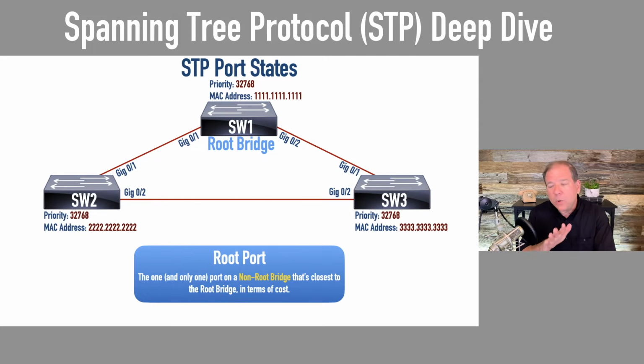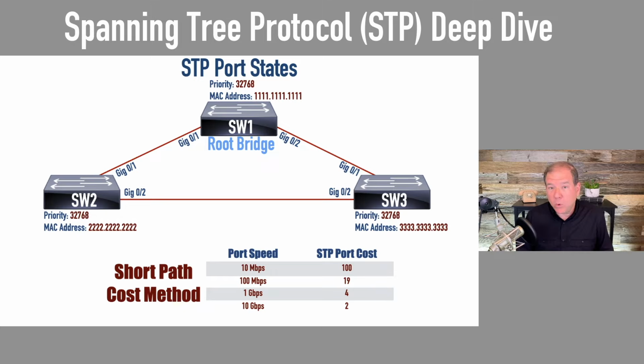Well, what do we mean by cost? Cost is a function of link speed. And this has actually changed over the years a bit. Here are the numbers I would want you to know going into an exam environment. I would want you to know the traditional way of doing this primarily. When I started working with spanning tree, and this is still the default on most of our switches today, it was what's called the short path cost method.